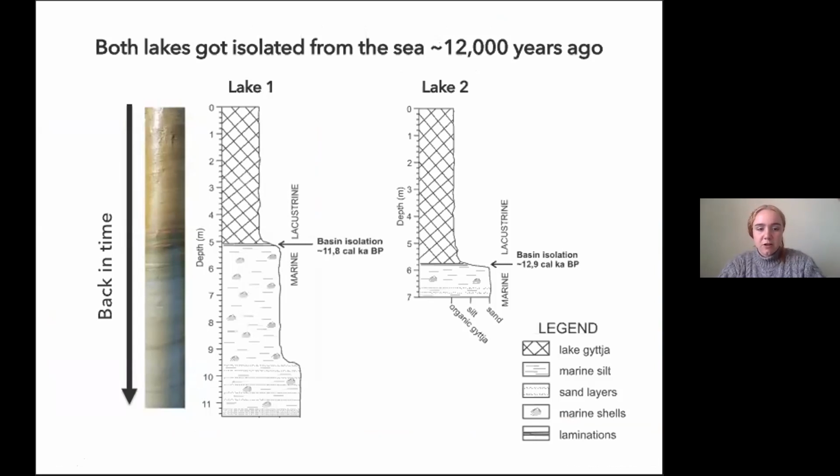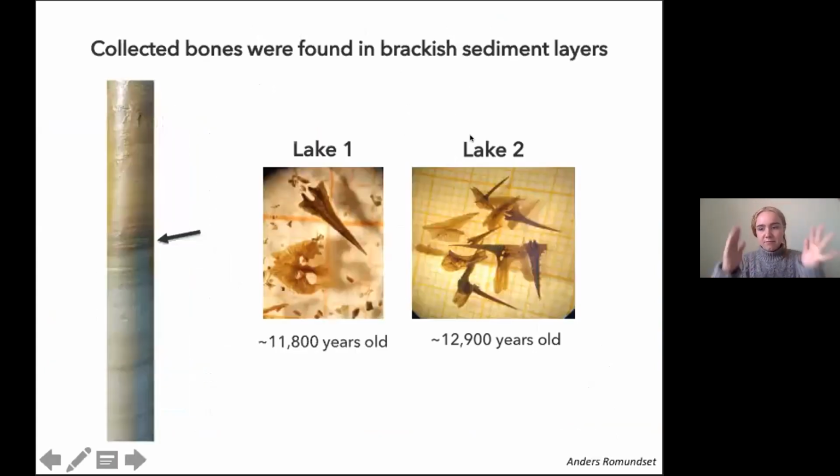And the age of the stratigraphic levels was radiocarbon dated based on terrestrial plant material in the same layer. So these sediment cores were separated into 1 centimeter thick slices, and then all of these slices were sieved. And for each lake, bones were found for the brackish phase, and they were quickly identified to be stickleback bones. So we know that both of these bones are about 12,000 years old, and because they were found in the same layer, we think that they belong to the same individual.